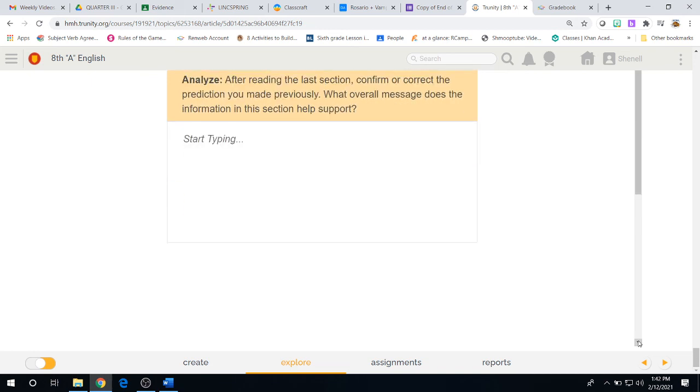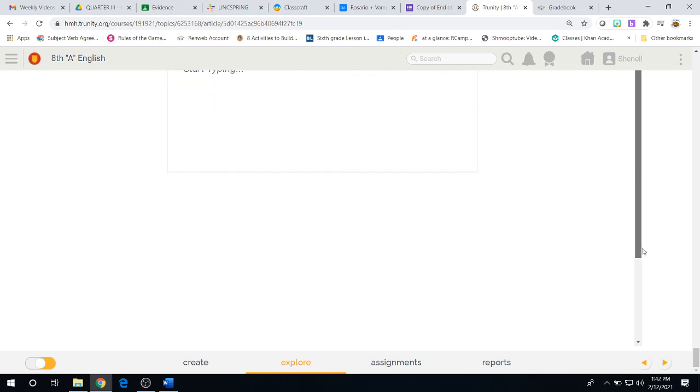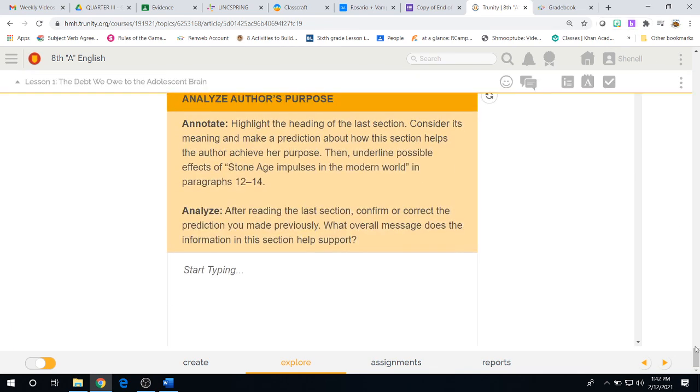Once you've done that, analyze. After reading the last section, confirm or correct the prediction you made previously. What overall message does the information in this section help support? And that brings us to the end of our reading.